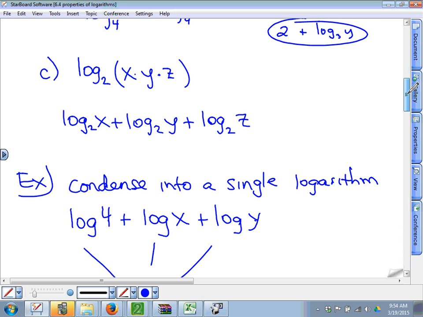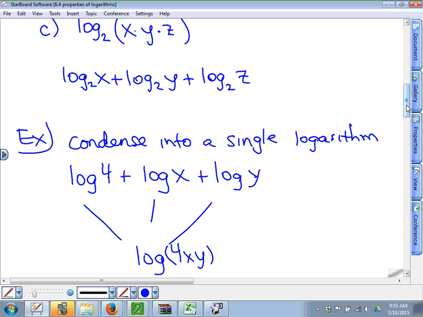You take all three logarithms and you write one logarithm. And since there's plus signs between each of them, you can condense it so they all form a product: 4 times x times y.